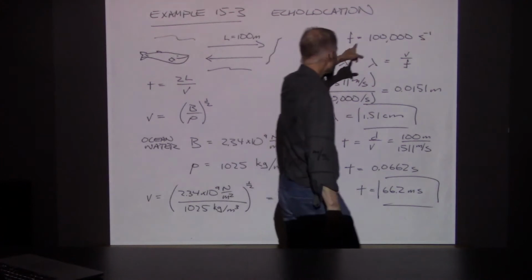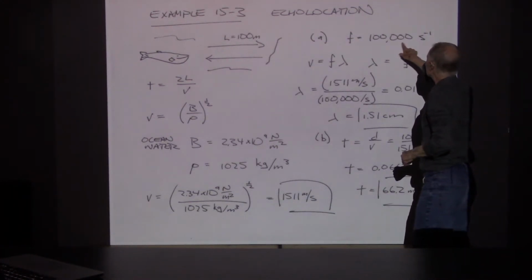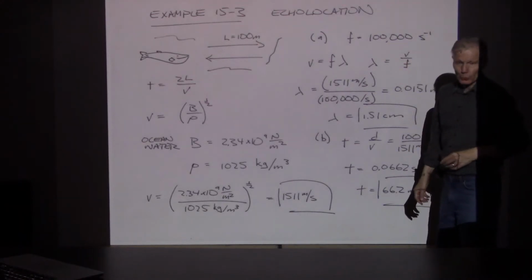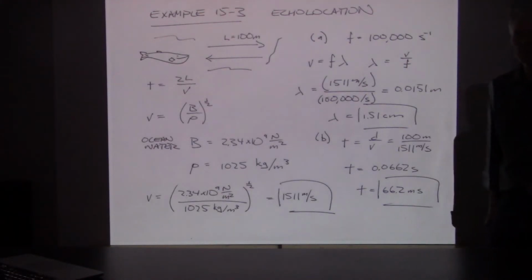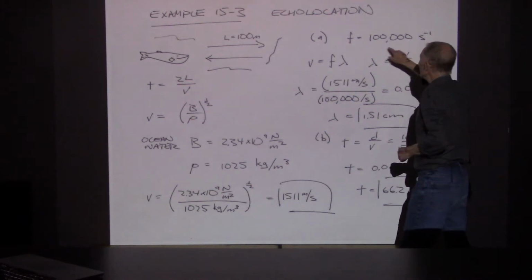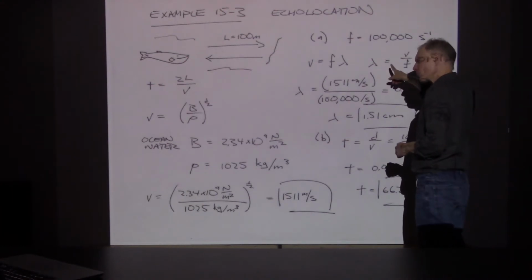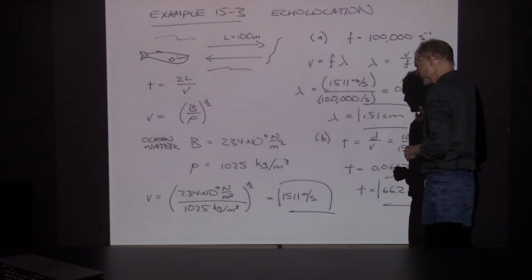But this is ultrasonic, right? This is much higher. Human hearing cuts out at about 20,000 hertz, and that's if you're young and your hearing is still good. So this frequency is much higher. That's the frequency we're looking at. Now, the wavelength is what they want us to calculate, is that right?